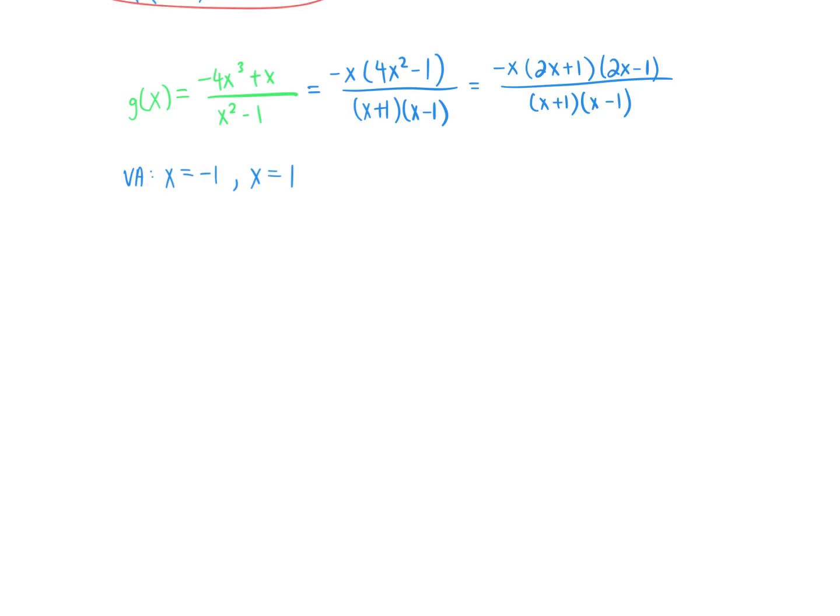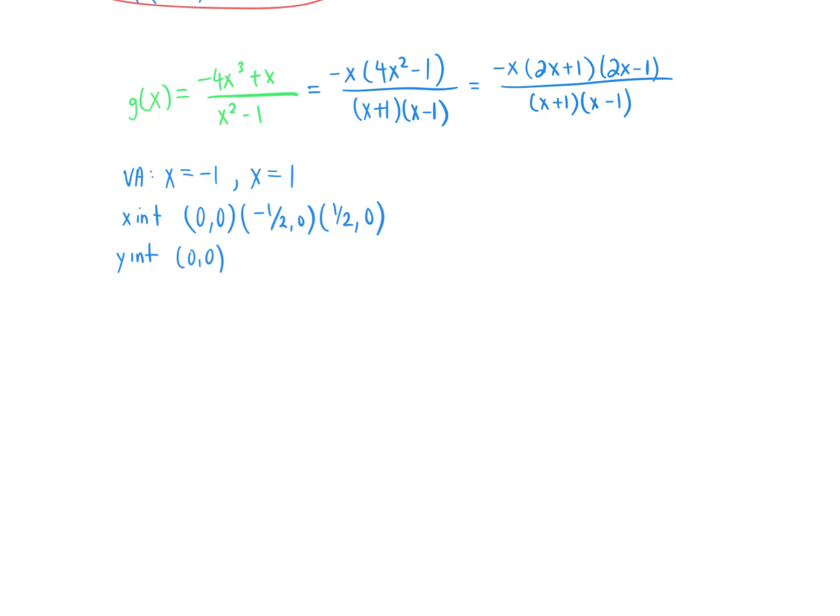And I'm going to do the oblique asymptote just in a second because that's going to take a little bit longer. I'm going to get my x-intercepts. The x-intercepts come from the numerator. So we have (0, 0), (-0.5, 0), and (0.5, 0). And our y-intercept, setting x equal to 0, is (0, 0), which we should have expected since that was one of our x-intercepts.